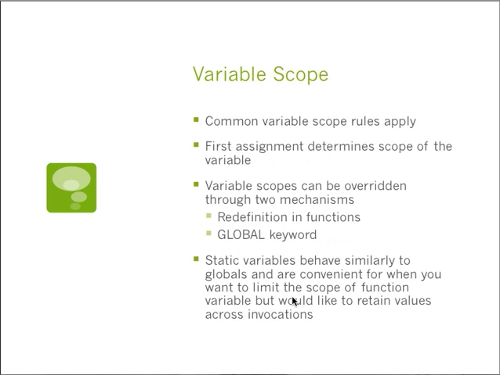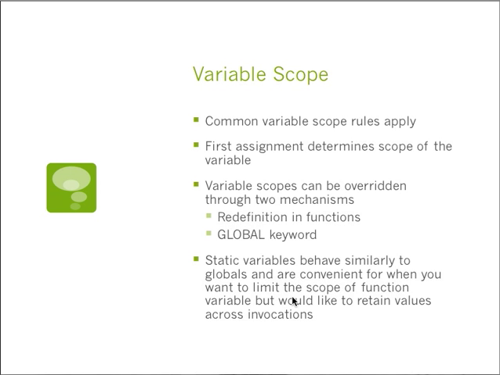Now variable scope and the scoping rules in PHP are similar to the scoping rules that you would find in most languages. The first assignment to a variable determines the scope of the variable, but the variable scopes can then be overridden through redefining a variable within a function, or through the use of something called a global keyword. With the global keyword, if you're defining something within a function, you're saying that the variable you're defining is actually a global variable.